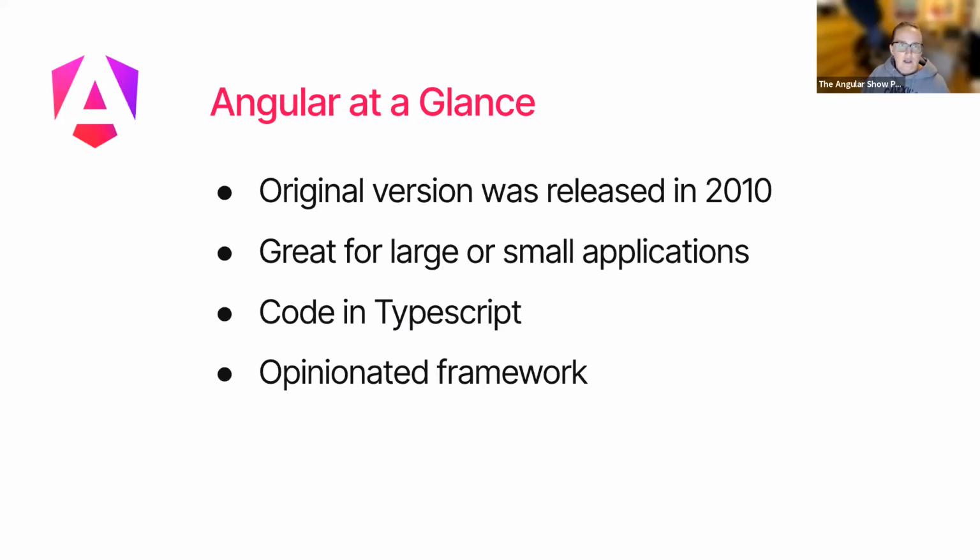So Angular at a glance, the original version was released in 2010, so it's been around for quite a while. It's been through one major metamorphosis. Version 1 to 2 was a pretty big leap. And then since version 2, they've kept all new versions as backward compatible as possible. Obviously, they go through code deprecation cycles if they need to. But Angular is great for large or small applications.